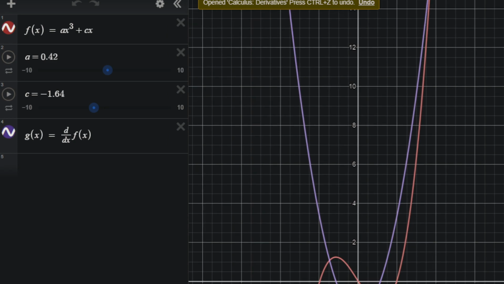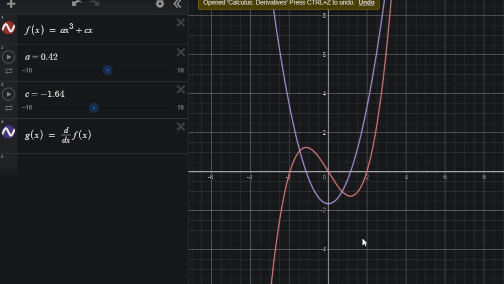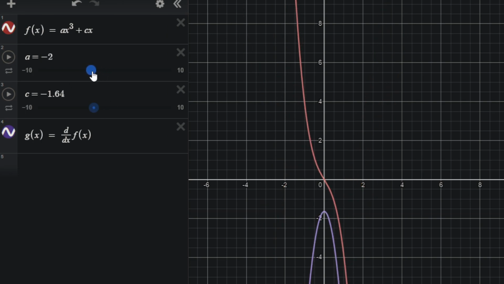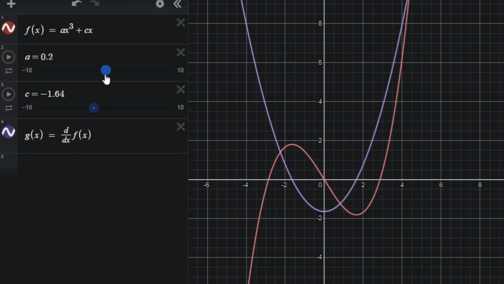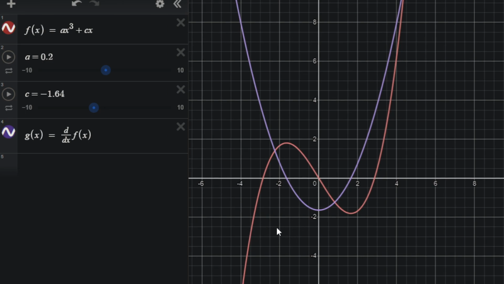So this one uses ax cubed plus cx, and it has a little slider for you to adjust the values of a and c, which is pretty neat. So if you just think about what the derivative of ax cubed plus cx would be, it would be 3ax squared plus c. Okay, so this part right here, what they're calling g of x, would be 3ax squared plus c. So a quadratic. So the purple line is a quadratic. And then the red line is the function, of course. So you can see this idea in action again.